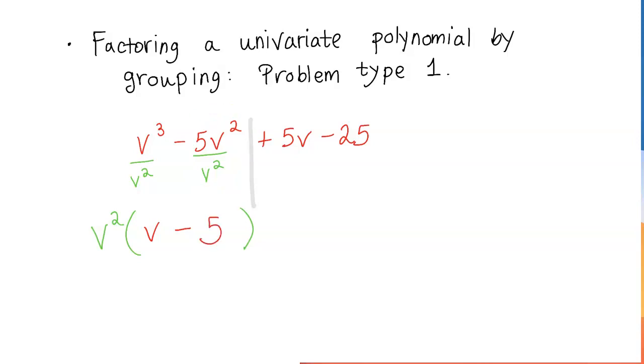Okay, next, going to the second half. These are both divisible by plus 5 or positive 5. So I'll write the positive 5 outside and go ahead and write the quotient inside. 5v divided by 5 is just v. Next, 25 divided, well, technically negative 25 divided by 5 is negative 5.